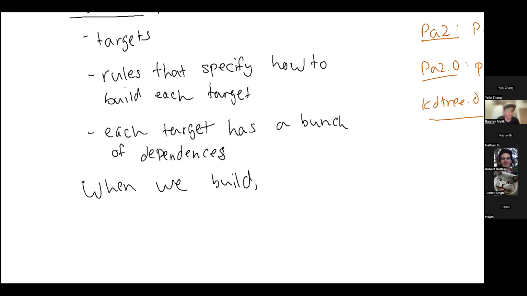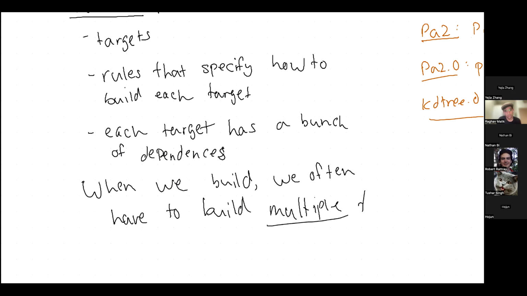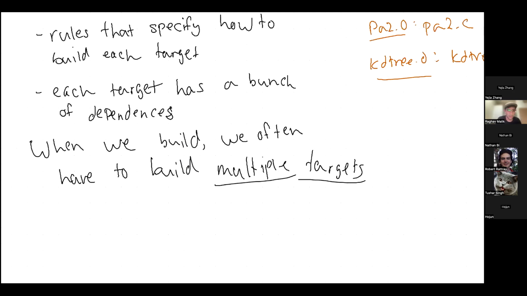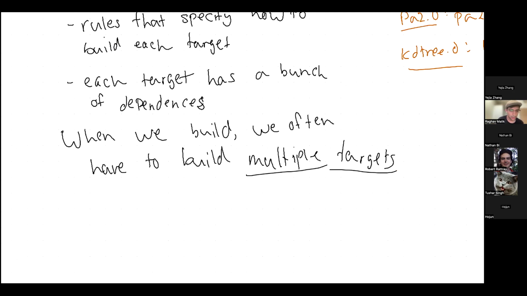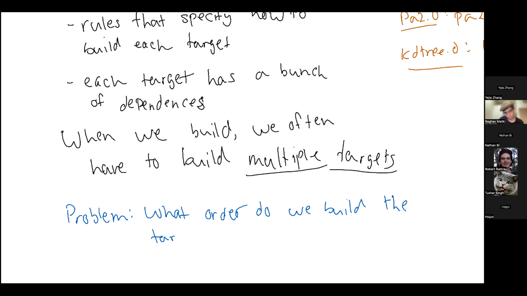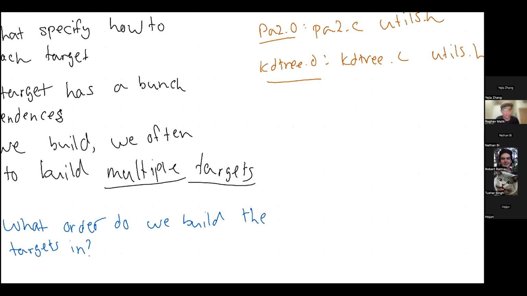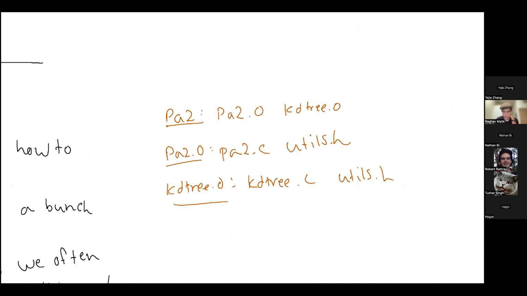So when we build, we often have to build multiple targets, right? So the problem I want to look at today that we're going to maybe use graphs to solve: what order do we build the targets in? Right. So some things to note here are the order we build things in matters, right?